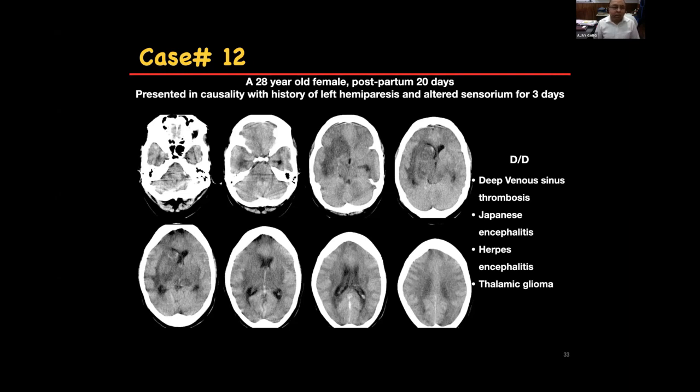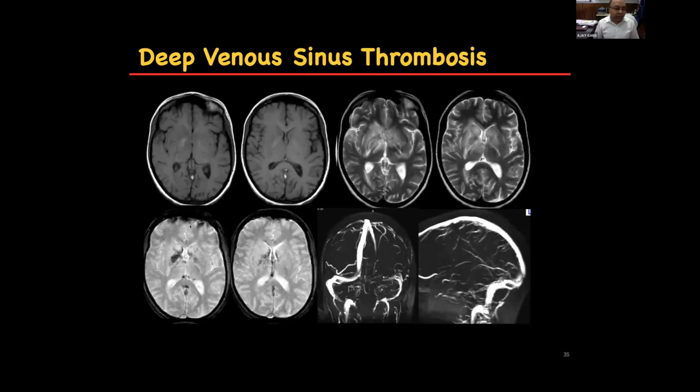Similarly, this is the MR example of deep venous sinus thrombosis. What we see in one of the deep gray matter structures, both on T1 and T2. In T1, we can see areas of hemorrhage, which is very well seen on the gradient sequences. And on MR venogram, the deep venous system is not visualized.